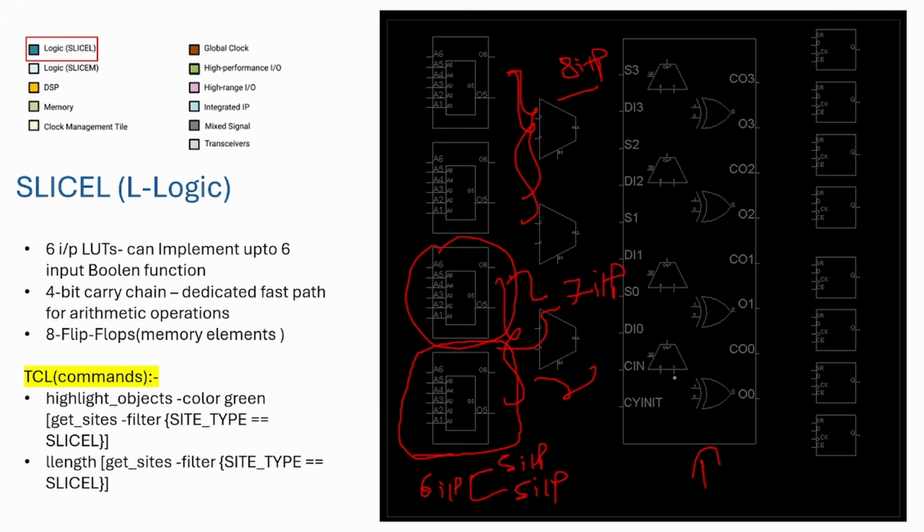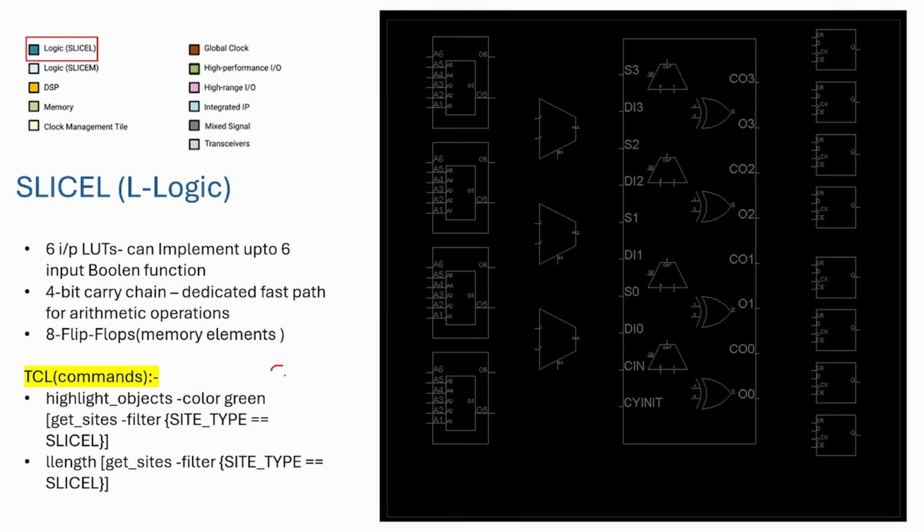Suppose there is a carry after one operation. If we pass it through general routing, it will take more time. So to reduce the propagation delay, Xilinx has put in this carry chain, where there is a dedicated hardware routing of the carry, and then we have the flip-flops. Whenever you use the reg data type in Verilog, these flip-flops in the hardware will be activated. Now let us see the SLICEL in the hardware.